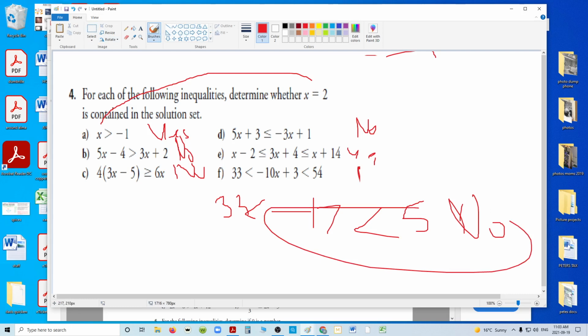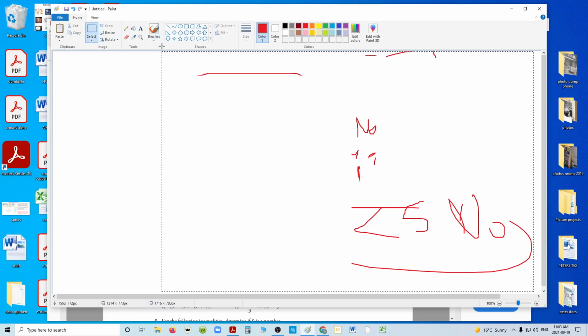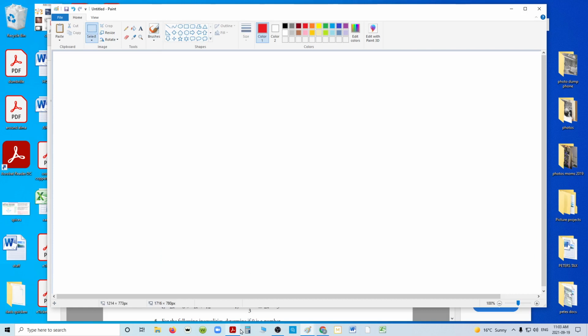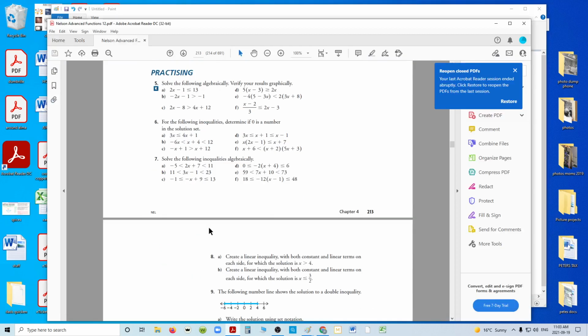Yeah, you could expand and solve algebraically, but personally, since they're giving you a number, I find it perfectly fine to substitute. You always want to find the fastest, easiest solution. And then they continue with the practice.